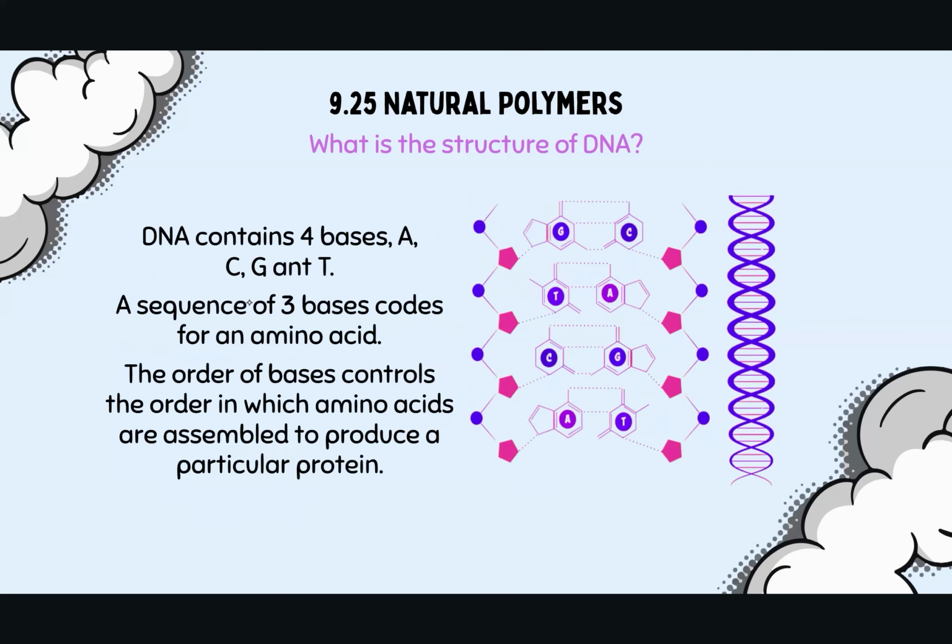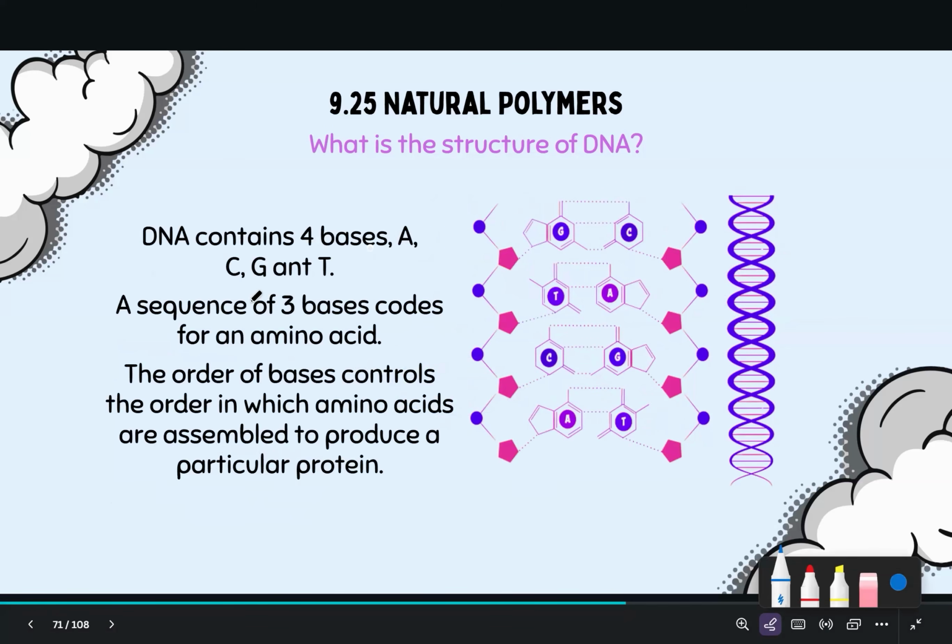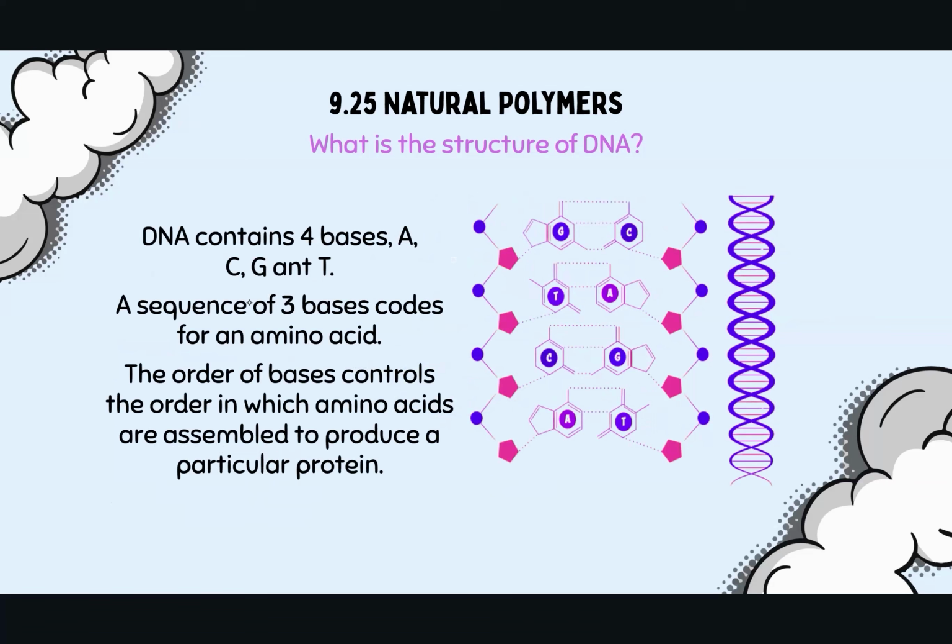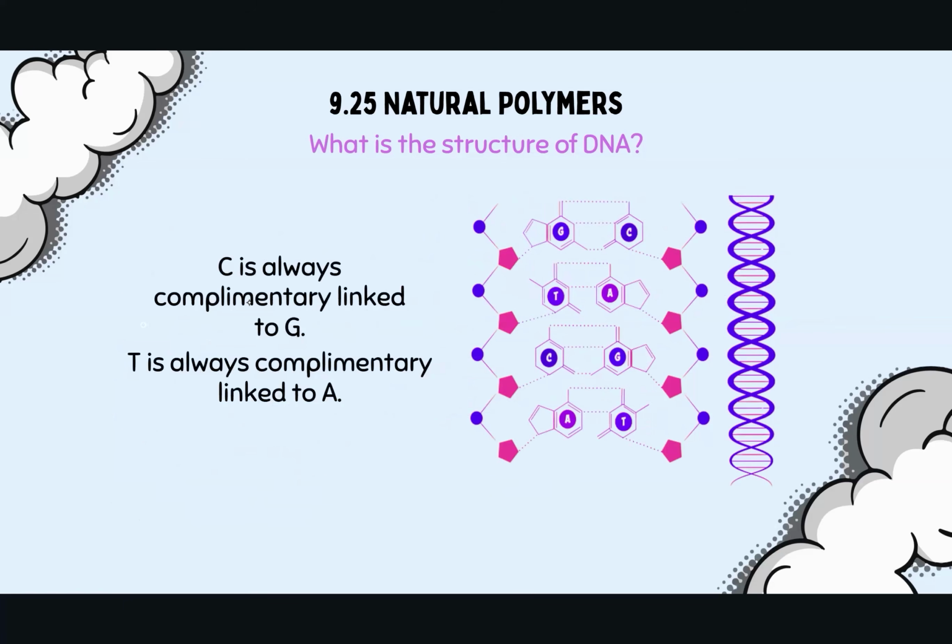And DNA contains four different bases, A, C, G, and T. A sequence of three bases codes for an amino acid. The order of bases controls the order in which amino acids are assembled to produce a particular protein. C always has a complementary link with G, and T always has a complementary link with A.